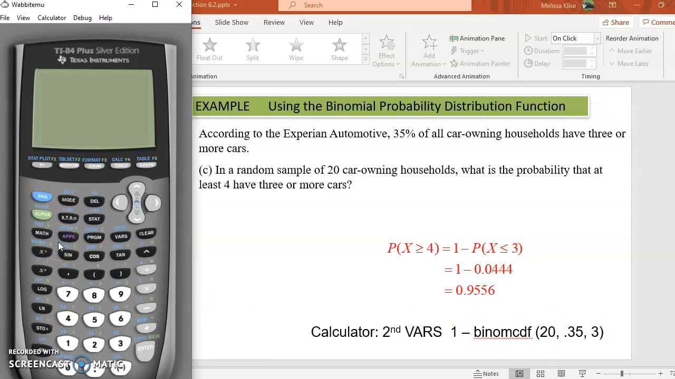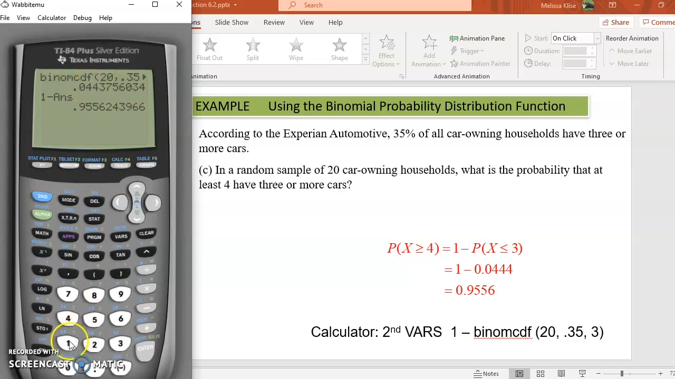One way that I can do it is I can just go into my second vars and go down to the 1 Binomial CDF and put in the 20, 0.35 and 3 in there and go down to paste and get my answer, and then do 1 minus second answer. This little answer right here, you can bring up the answer from the previous problem. Right here, if you do second and then the negative sign, you see the answer is right above it. And that does 1 minus the previous answer.